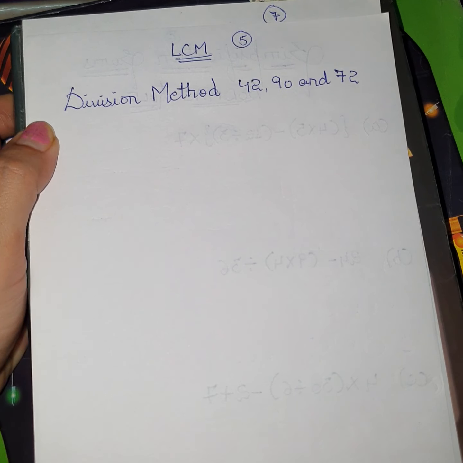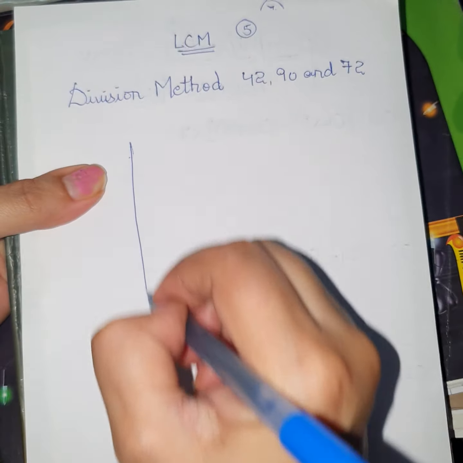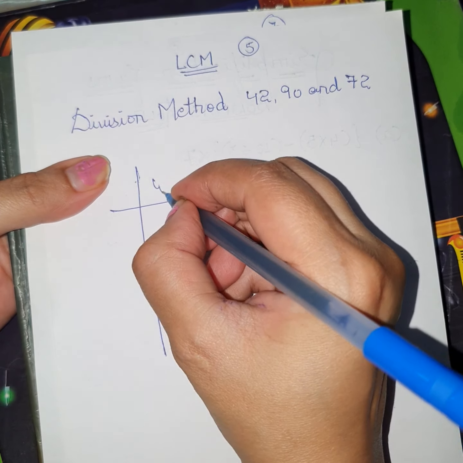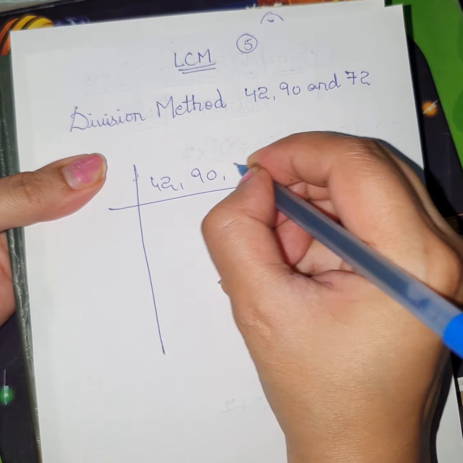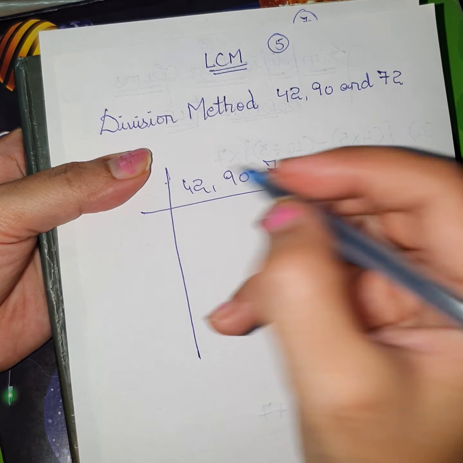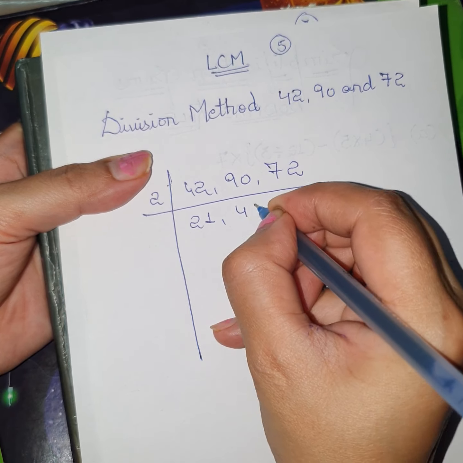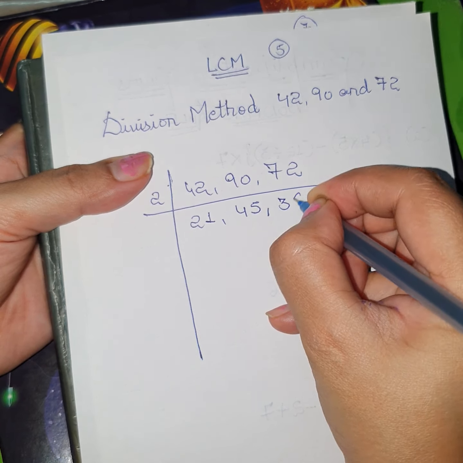Now I am explaining you LCM by the division method also. So for the division method we will make a format like this. For the division method of LCM we make a common format. We don't make it separately. By the table of 2 firstly we will do. So 21, 45 and 36.